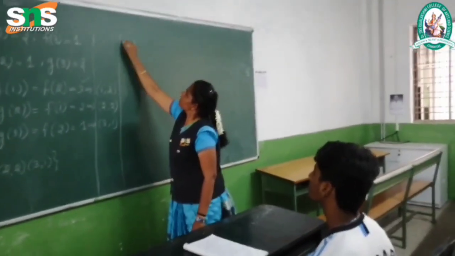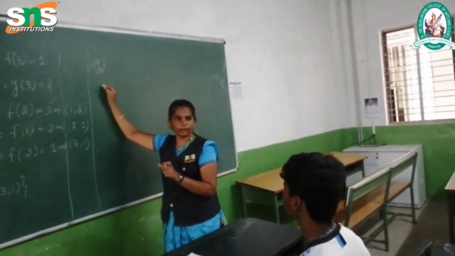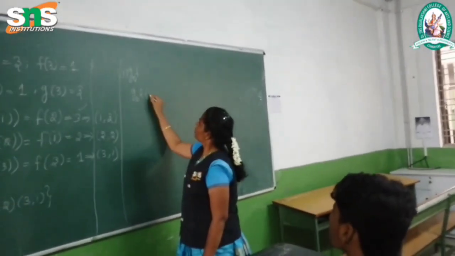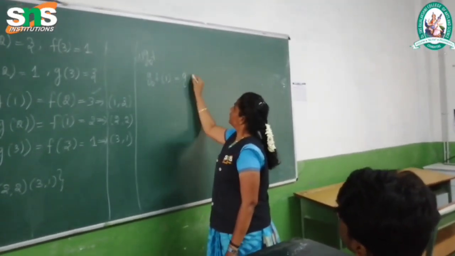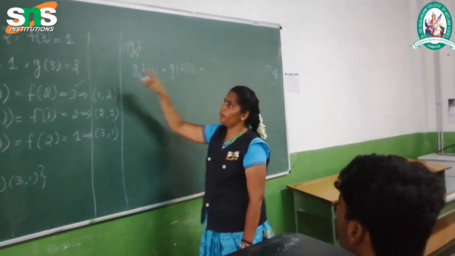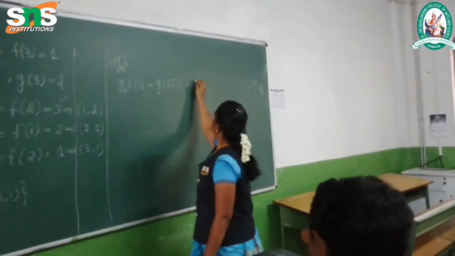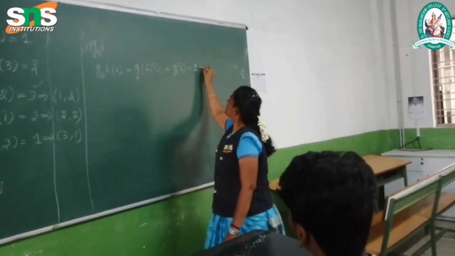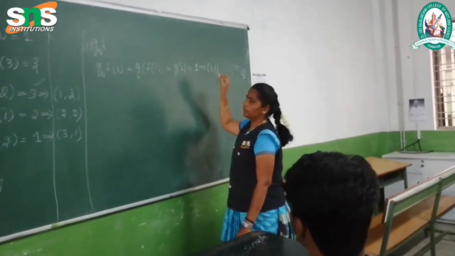To compute g composition f, we have to calculate it for 3 values. So g composition f of 1 can be written as g of f of 1. What is the value of f of 1? 2. So g of 2. What is the value of g of 2? 1. So my answer is (1,1).